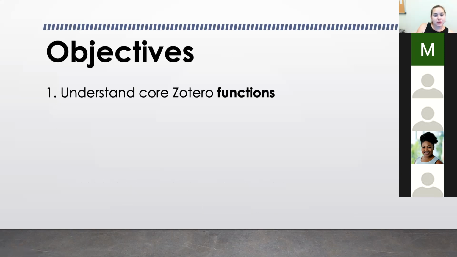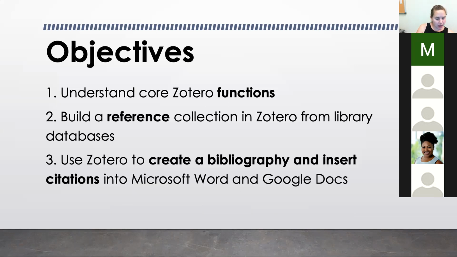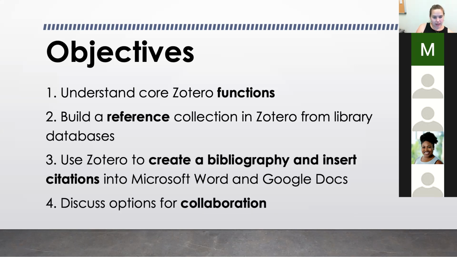Things we're going to talk about. I'm going to talk about the core Zotero functions, so the basic things that it does, both the desktop and the web version. We're going to talk about building a reference collection in Zotero from library databases, so how you get stuff into Zotero. And then using Zotero to create a bibliography and format your citations in Microsoft Word and Google Docs. And lastly, I'm going to discuss collaborating with Zotero.